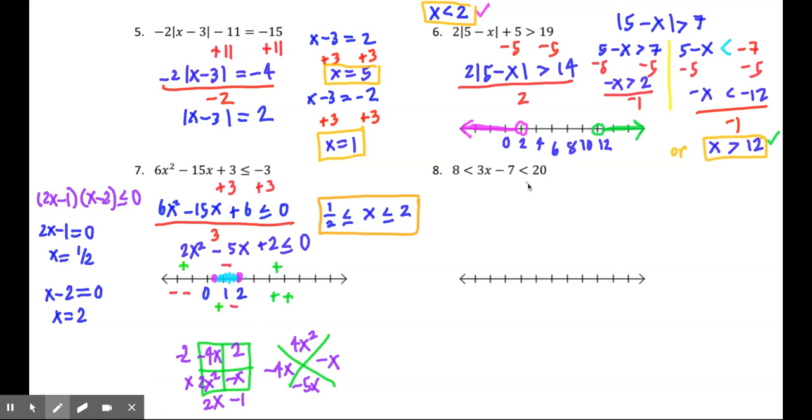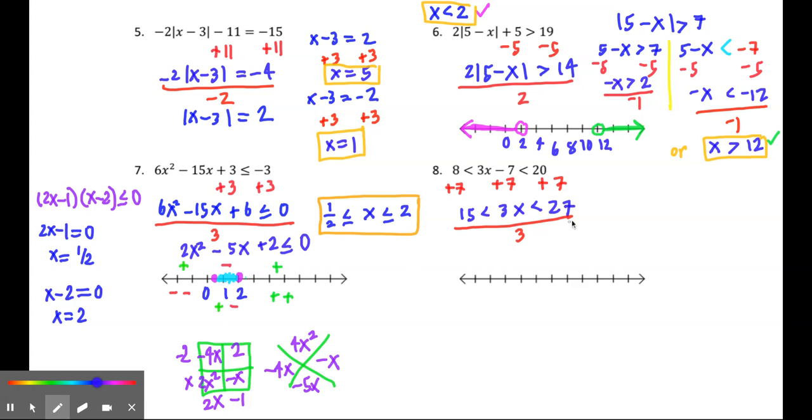Okay, this one, it's like a compound inequality. Now you can split them up, but I just like to solve it all together. So you want to isolate the x in the middle. So you need to add 7 in the middle, and then you need to add it on both sides here. And then you get 15 is less than 3x, which is less than 27. And then you divide everything by 3. And then you get 5 is less than x, which is less than 9. And then that's your answer.